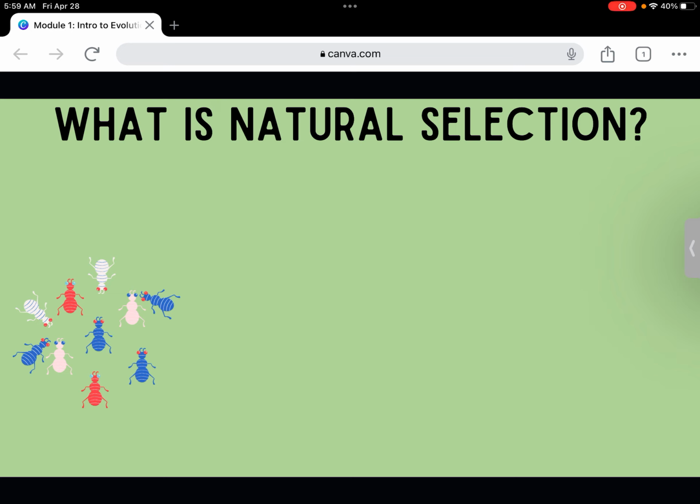You can see here we have ants that are white with blue eyes, blue ants with red eyes, white ants, red eyes, white ants, blue eyes, red ants, blue eyes. What we have here is what we would call variation. There is a variety of forms of this specific trait in this population of unknown bugs.